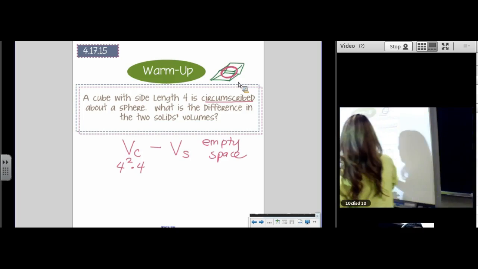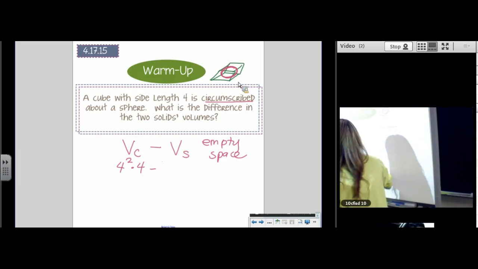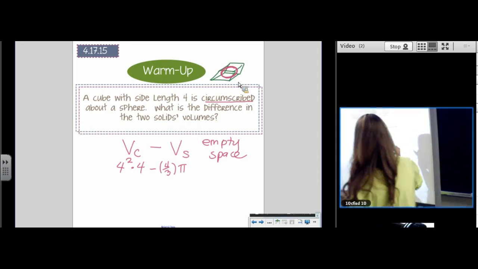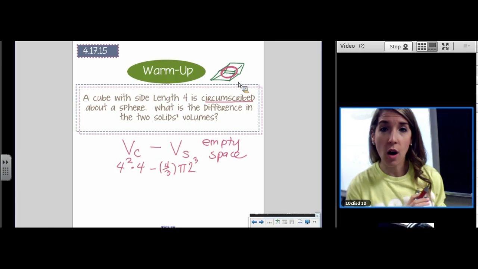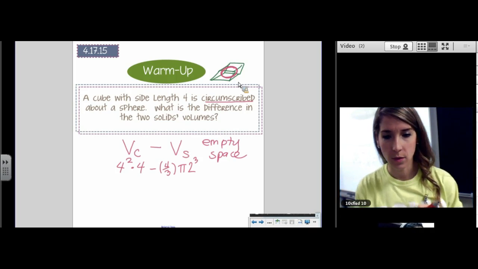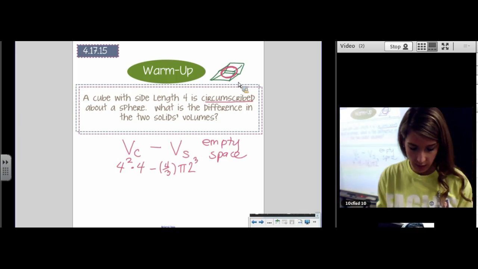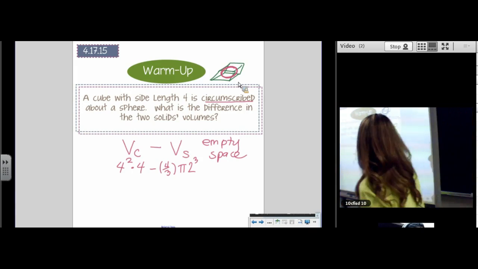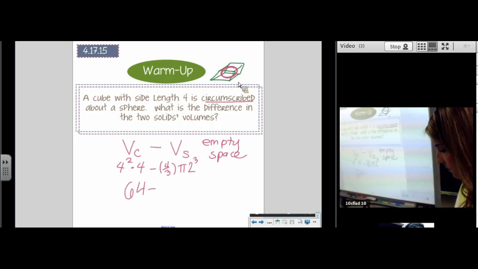Okay, volume of the sphere. This formula is a little bit more complicated. 4/3 pi r cubed. So notice I used r. R is 2 because the diameter is 4. Okay? So we have 4 cubed minus 4/3 times 2 to the 3rd. 4/3 times 8.